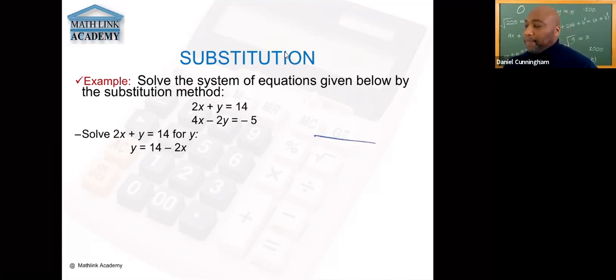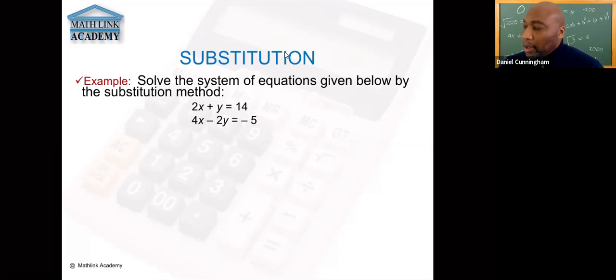We have 2x plus y is equal to 14. And then also we have 4x minus 2y is equal to a -5. In the substitution method, the steps are this. You want to rewrite one of the equations and then substitute into the other one. So let's show you what I mean by that.